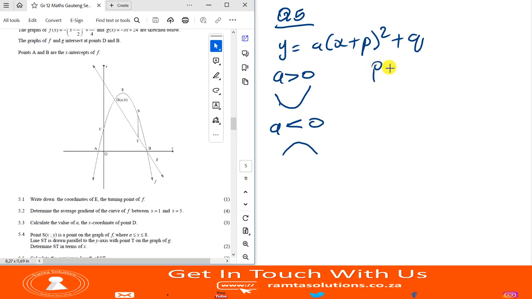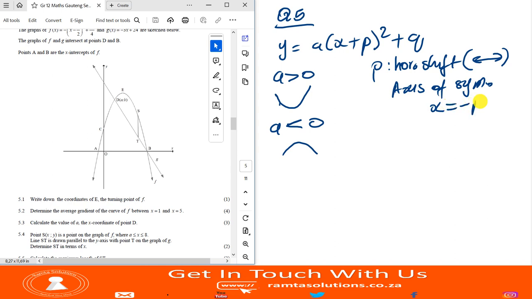Now, this p represents horizontal shift, which is movement from the left to the right and vice versa. It is also the axis of symmetry. Therefore, the axis of symmetry will be x equals negative p. It's important that you know this.